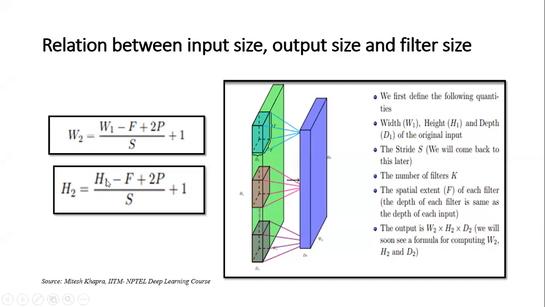H2 is the height of the output, H1 of the input, P is padding, S is stride, F is the extent. So this is the formula which will give you the relation. If you see the previous university paper, there is a problem based on this. Let us take up one problem.